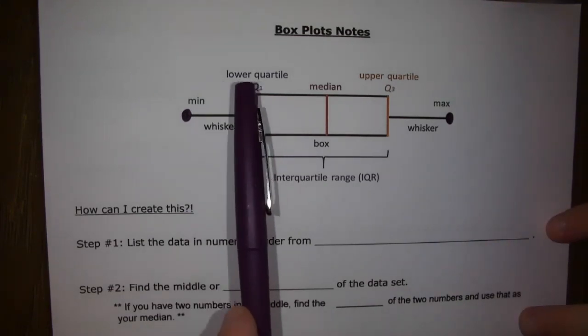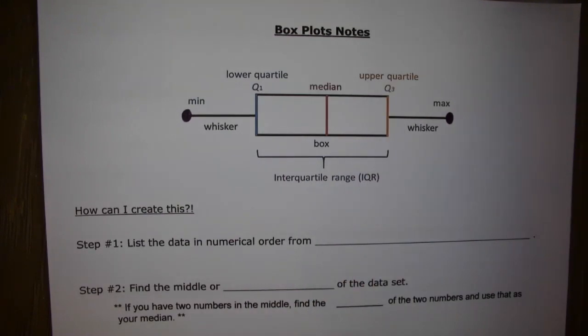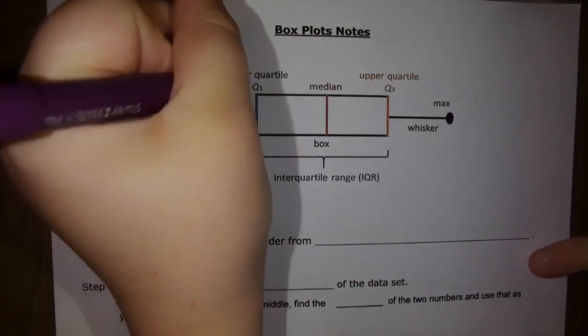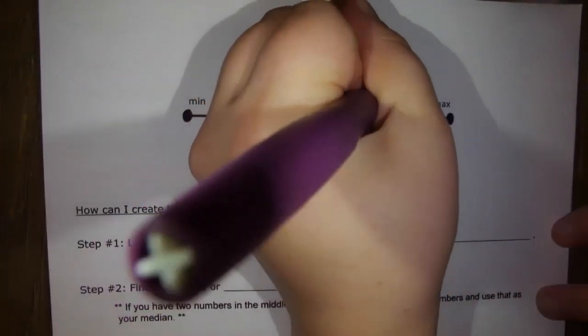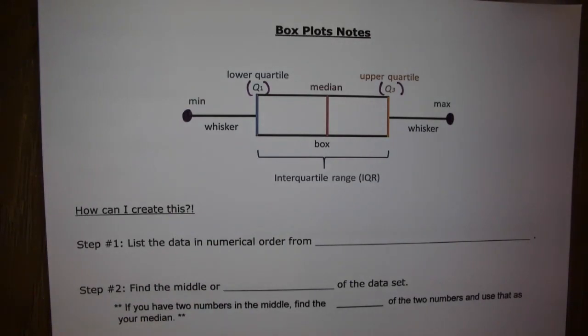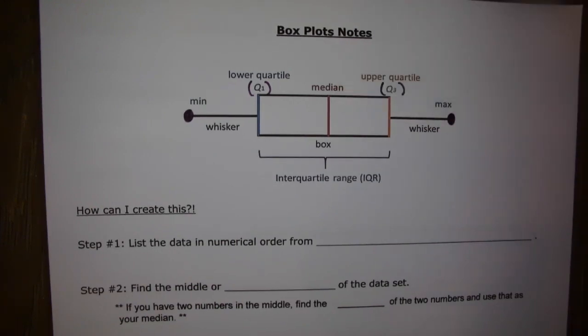We also have the lower quartile and upper quartile. We have Q1, which is an abbreviated version of saying lower quartile, and Q3 is our abbreviated version of saying upper quartile. And then we have the median in the center. Y'all are very familiar with this vocab word at this point in time. That is going to be in the middle of the box because it's in the middle of your data set. We can talk about this more later once we start forming our box plots, but I want to get into the process of how we actually create them.